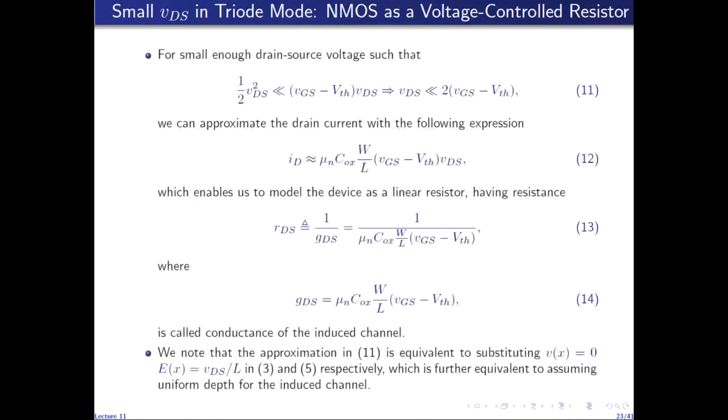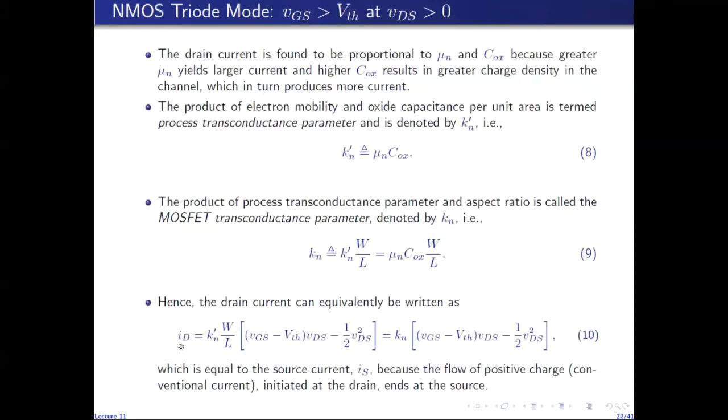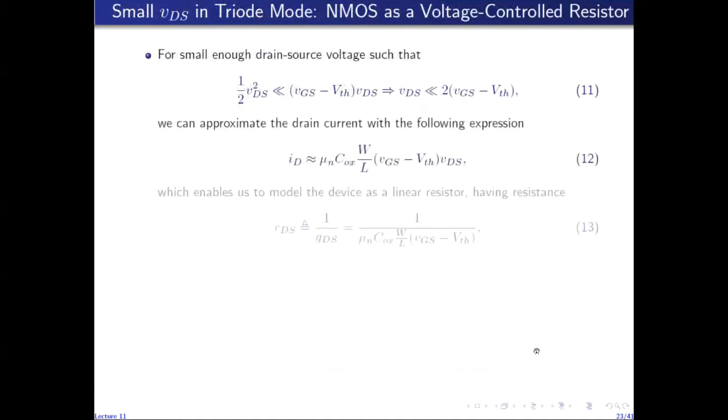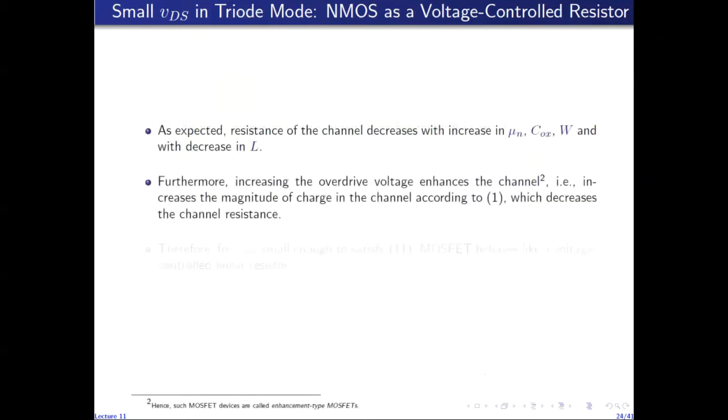This operation of the MOSFET, in particular this NMOS, is called the operation in the triode mode. So this exact equation here of the drain current is called the triode mode drain current of the NMOS. And for small enough VDS, the MOSFET in the triode mode acts like a voltage controlled resistor.